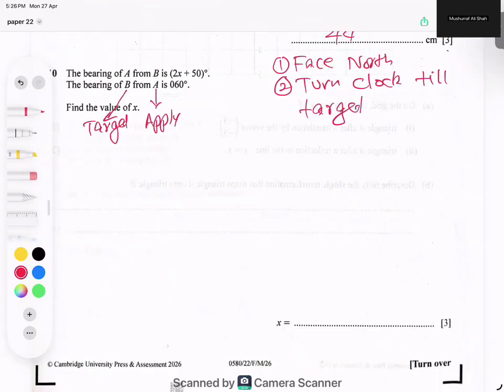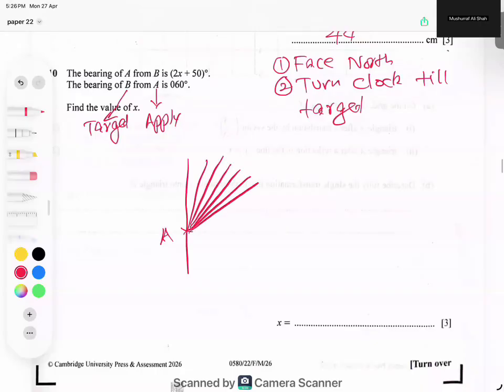So let's start. B from A, 60. And naturally, B from A. I make a line and here I put A here. So 10, 20, 30, 40, 50, 60. So it means I make a line approximately here. This is A. So I think this part is clear. This is a clear point.